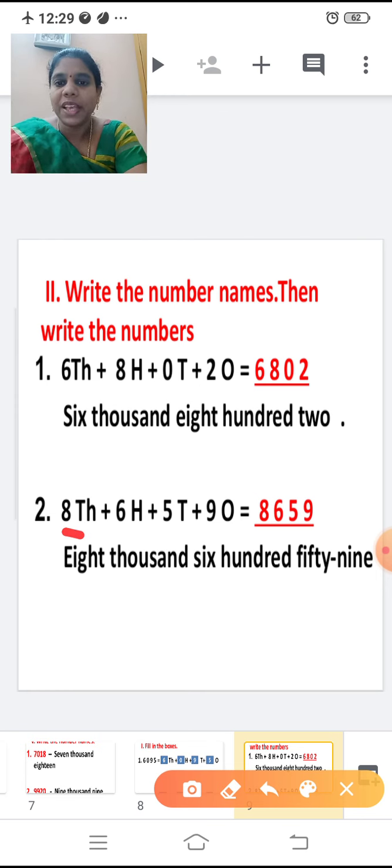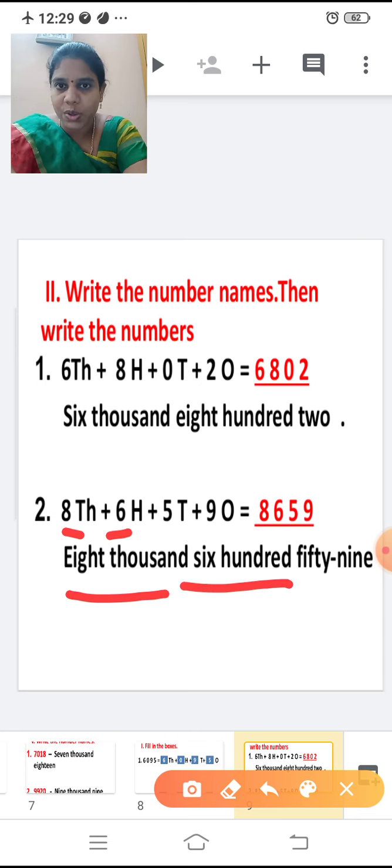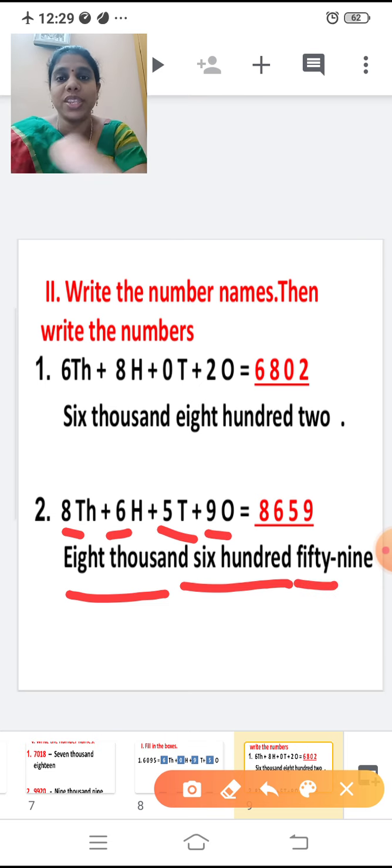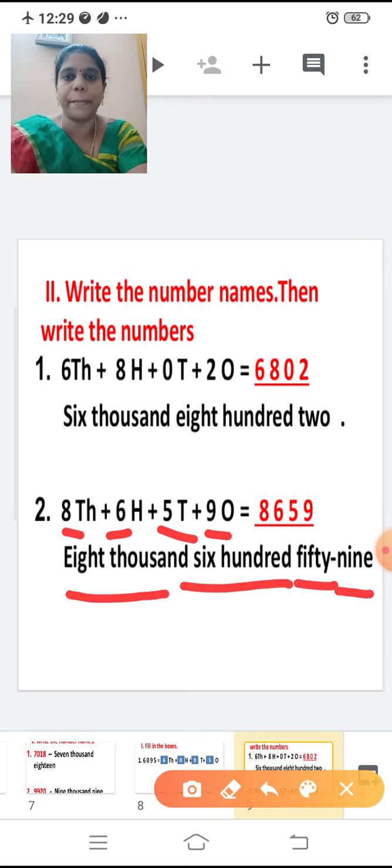8TH. So 8,000. How many thousand? 8,000. Write the number name. 8,000. 6H. 600. So write 600. 8,000, 600, 5 tens. That means 50. 5 into 10. 50. Right? FIFTY. 50. 9 ones. So 9. NINE. Number name is 8,659. What is the number name?